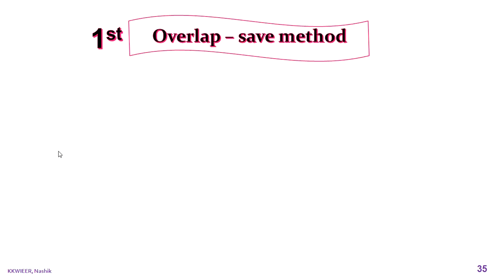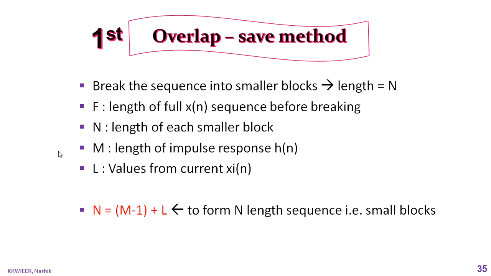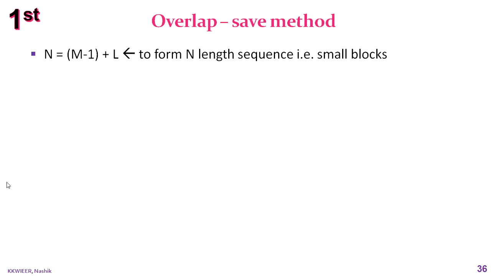In this we are going to consider some notations. We are going to break the sequence into smaller blocks of length N. So F will be the length of the full x of n sequence, N will be the length of each smaller block, capital M will be the length of your impulse response, that is h of n, and L will be the number of new values of the current xi of n. Now, in this overlap save method, the N length sequence will be formed by using the M minus 1 plus L technique. So capital N is equal to M minus 1 plus L.